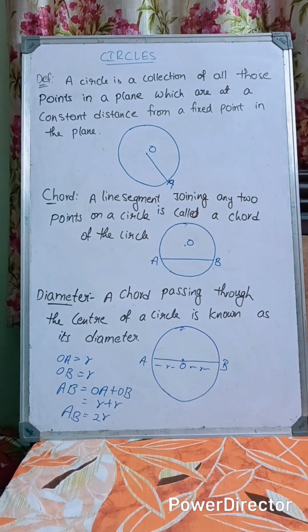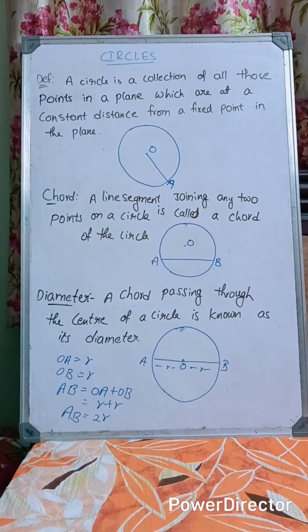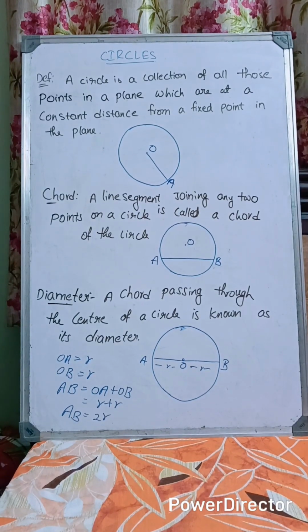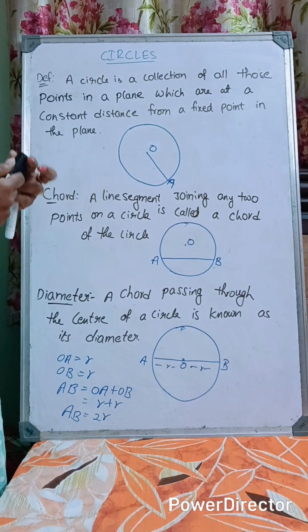Let's see today's topic, the Circles chapter from 9th standard CBSE. So, what is the definition of a circle? A circle is a collection of all those points in a plane which are at a constant distance from a fixed point in the plane.